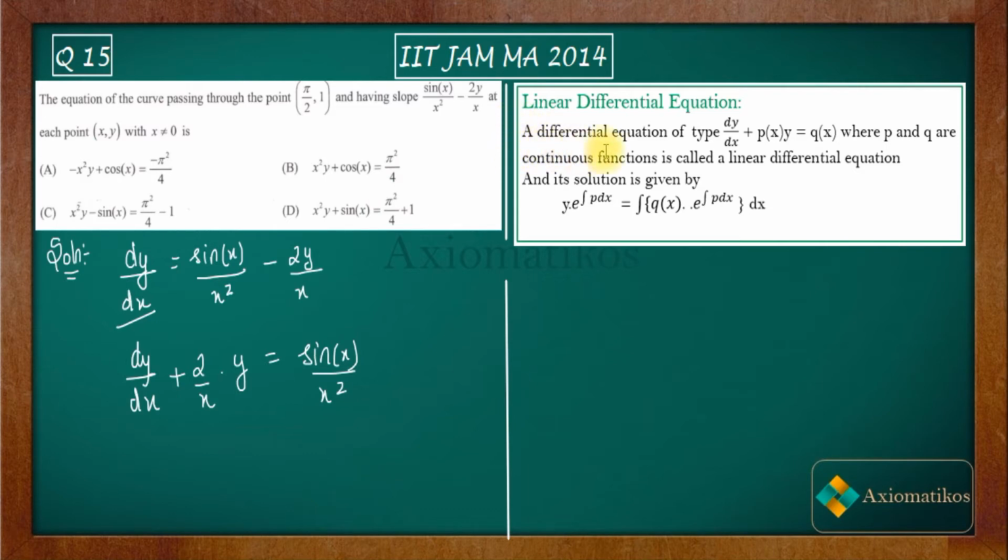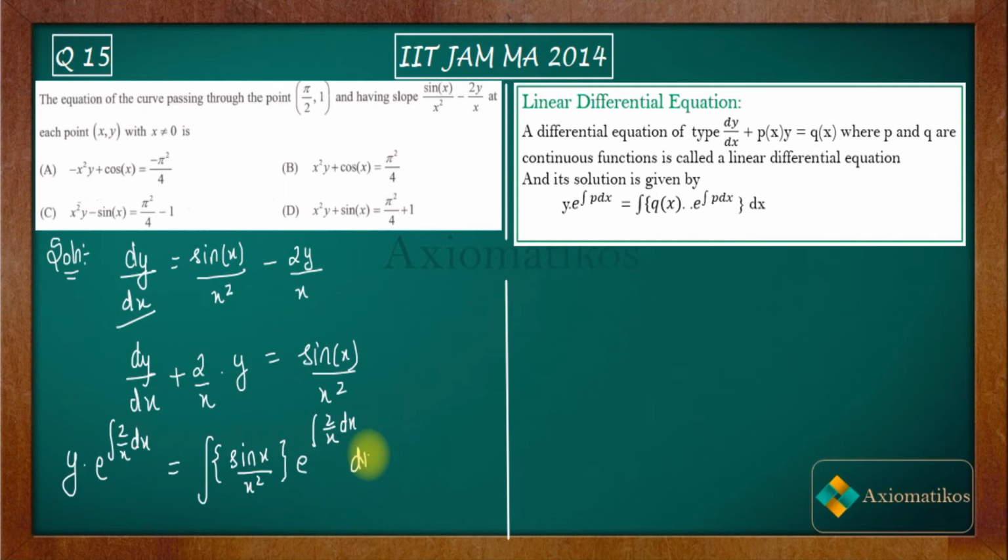A differential equation of this type, dy/dx plus P(x)y equal to Q(x), is known as a linear differential equation. And for it we have a direct result to write the solution. So we can write the solution directly: y times e to the power integral of 2/x dx is equal to the integration of Q(x) times e to the power integral of 2/x dx. What is your Q(x)? It's sin x by x squared.